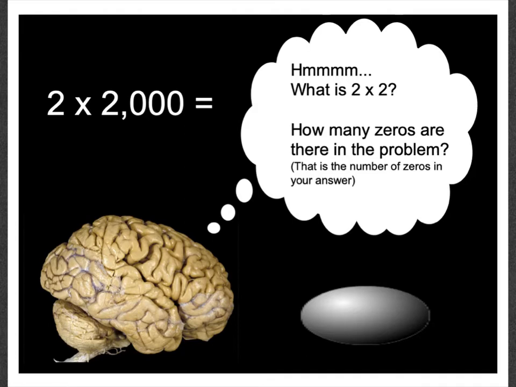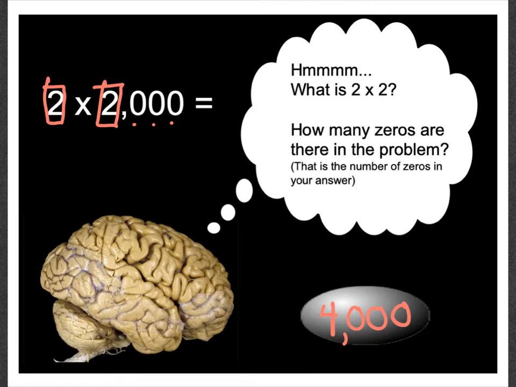So if we look at the problem 2 times 2,000, we're going to look at the number 2 and 2. So 2 times 2 is 4, right? And then you're going to look at how many zeros there are in the problem. So we have 1, 2, 3 zeros. So we're going to have 1, 2, 3 zeros in our answer.